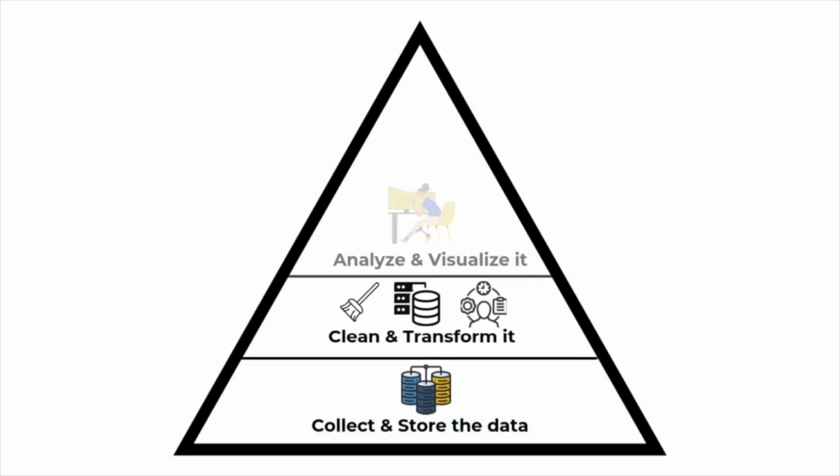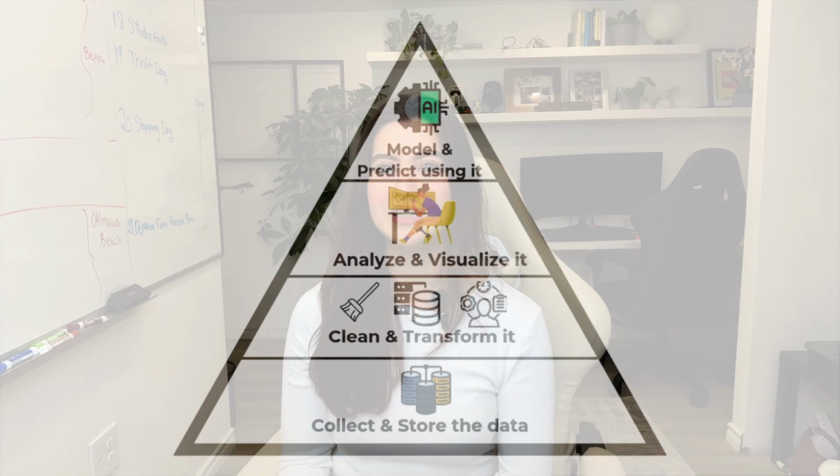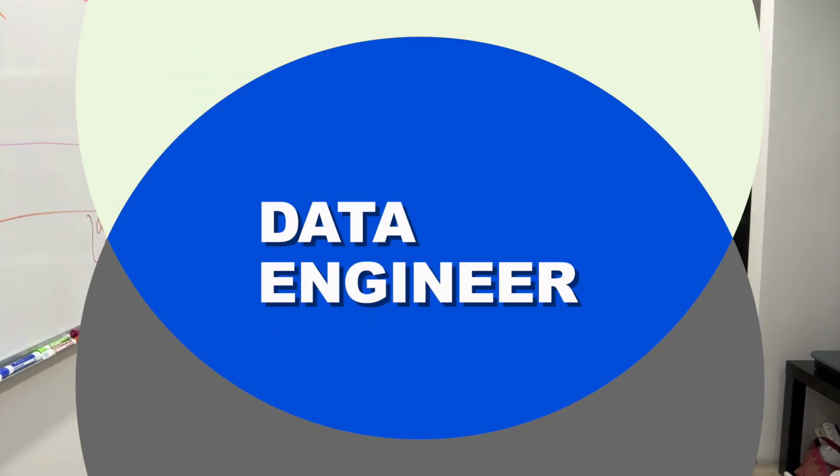To make it easy to understand, let's use a simple framework, the data pipeline. This is how data flows through an organization. It usually follows this process: collect and store the data, clean and transform it, analyze and visualize it, model and predict using it. Each role taps into different parts of this pipeline, and their focus, tools, and goals are all different. Let's start with the role at the beginning of the pipeline: data engineers.